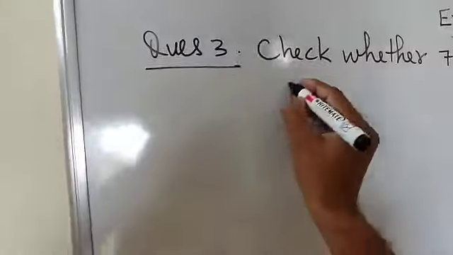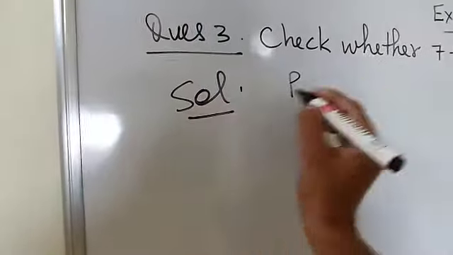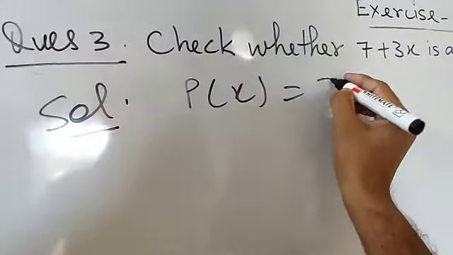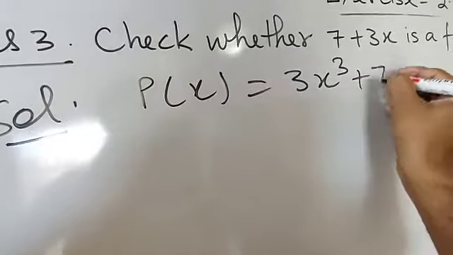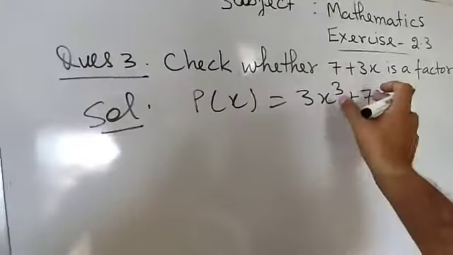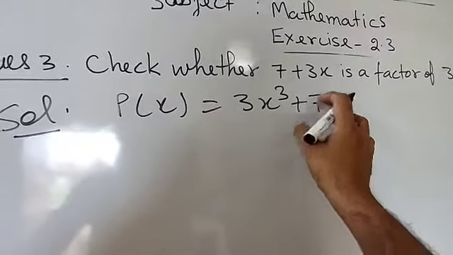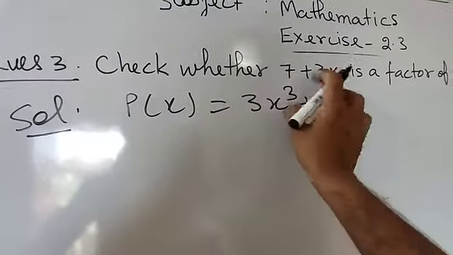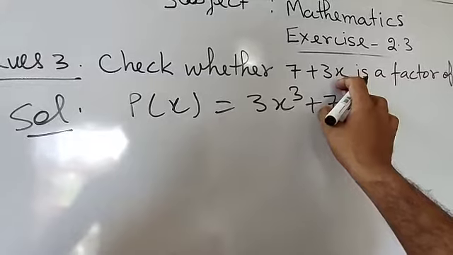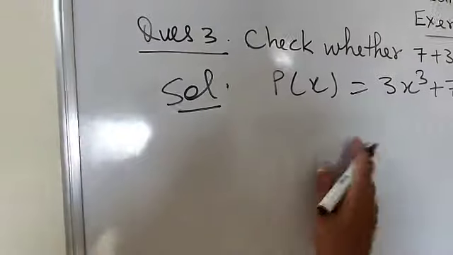So which polynomial is going to be divided? That is p(x) = 3x^3 + 7x. And you need to check whether 7 + 3x is a factor of this polynomial or not. So if this polynomial is divided by 7 + 3x and the remainder is 0, then it will be a factor. So I need to find the remainder.